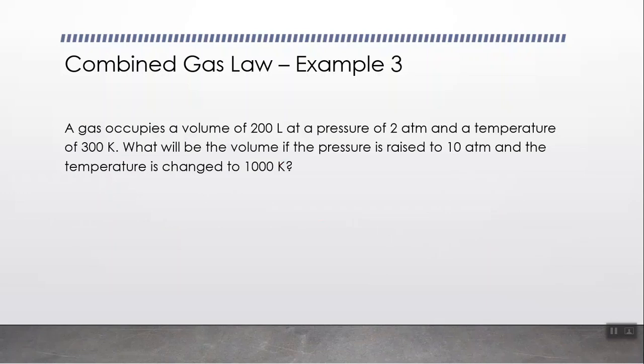Example number 3. A gas occupies a volume of 200 liters at a pressure of 2 atmospheres and a temperature of 300 Kelvin. What will be the volume if the pressure is raised to 10 atmospheres and the temperature is changed to 1000 Kelvin? Go ahead and identify all your variables. For this problem, I want you to try to do this one on your own. So go ahead and pause here, and when you're ready for the answer, you're going to unpause it. And you should have an answer of 12 liters for volume 2. If you're considering significant digits, then volume would just be 10 liters.